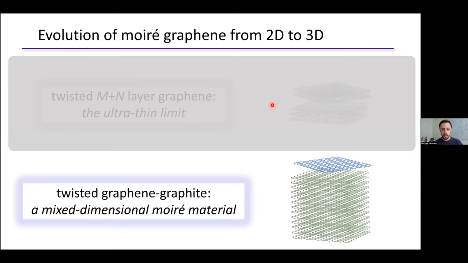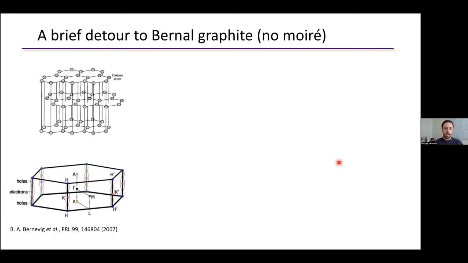So this leads into a discussion of thicker structures, which is really the meat of what I want to talk about: what happens if I largely focus on twisting a monolayer of graphene onto a bulk sheet of Bernal graphite. And as we'll see, this leads to something pretty interesting. Because we're talking about graphite now, I just want to briefly detour and talk about some of the basic properties of graphite without a moiré.